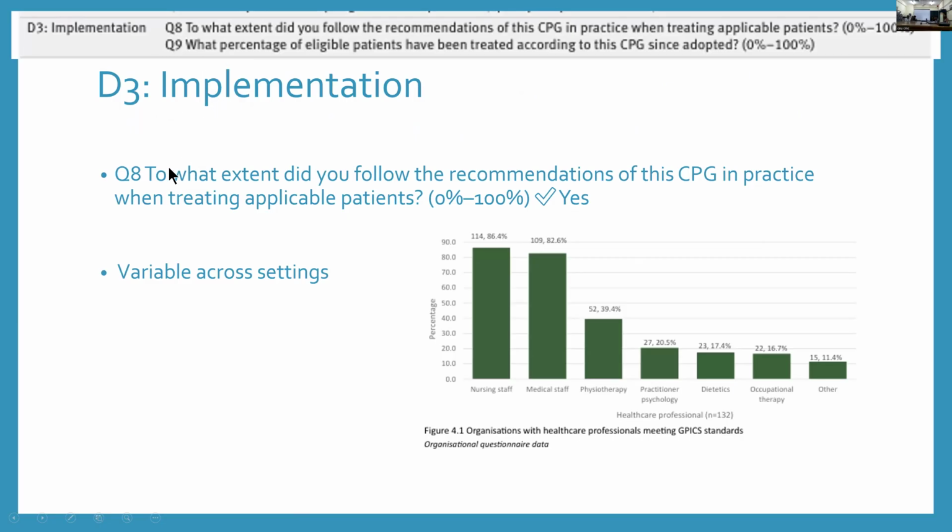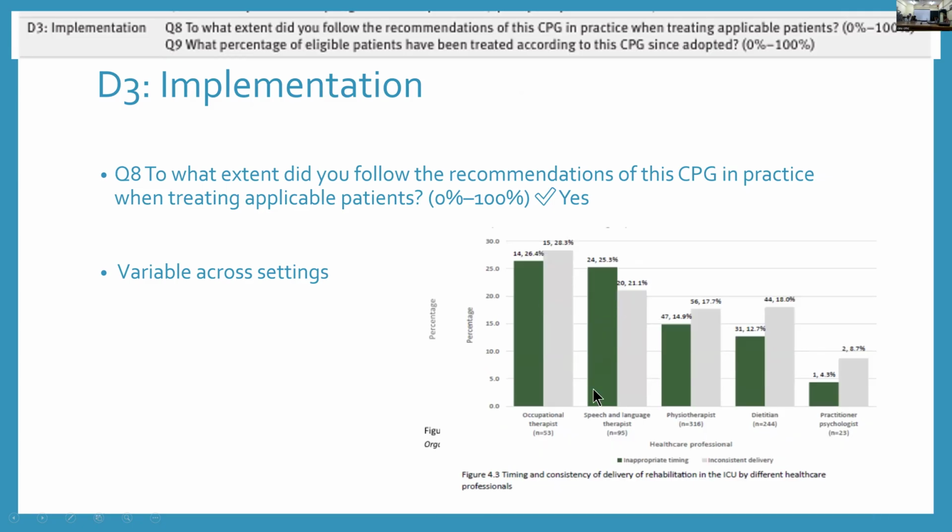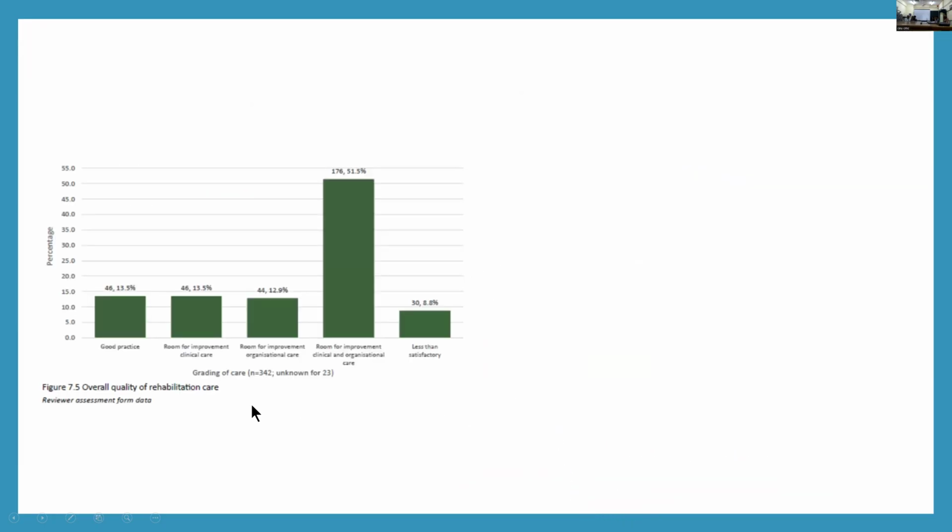To what extent did you follow the recommendations of this clinical practice guideline? According to ages, it has to be reported from 0 to 100%. So they have said it, and this is the format they have used. They have said it's variable across settings. So they have shown different settings. One is the organization with healthcare meeting standard. This we have looked at before. So they gave what percentage of people are meeting the standard. They have looked at delivery of rehabilitation in ICU by different professionals. That also they have mentioned in percentage. They have looked at the overall quality of rehabilitation care, which they have provided in this graph.